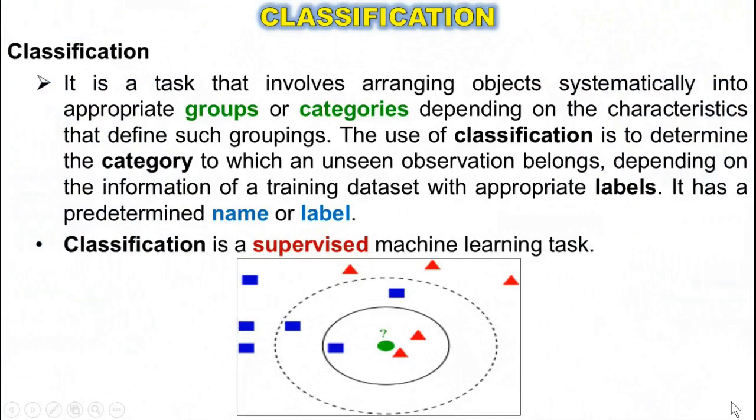Classification is a task that involves arranging objects systematically into appropriate groups or categories, depending on the characteristics that define such groupings. The use of classification is to determine the category to which an unseen observation belongs, depending on the information of a training dataset with appropriate labels. The classification has a predetermined name or label. The classification is a supervised machine learning task.